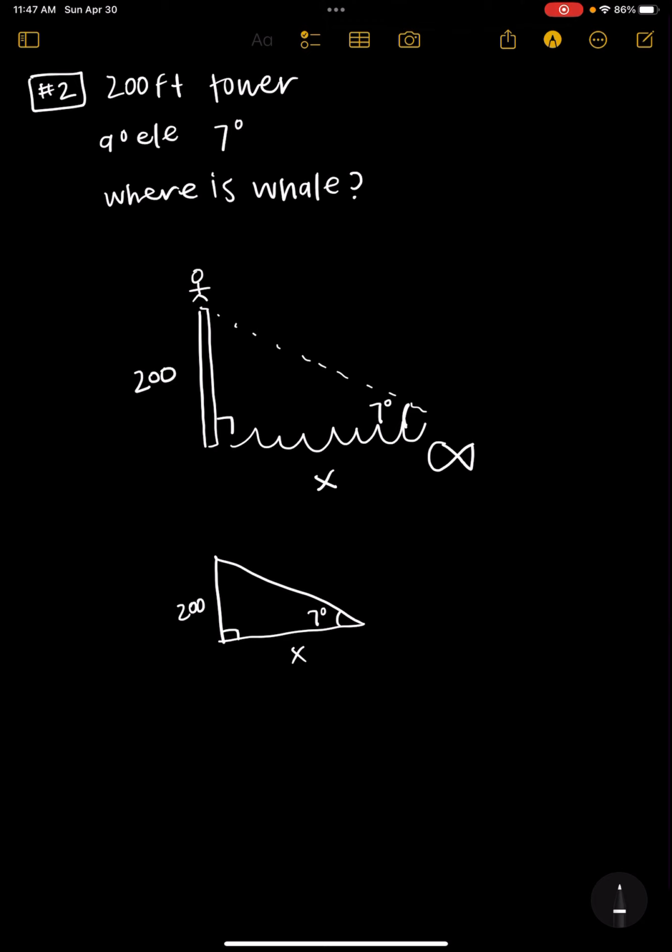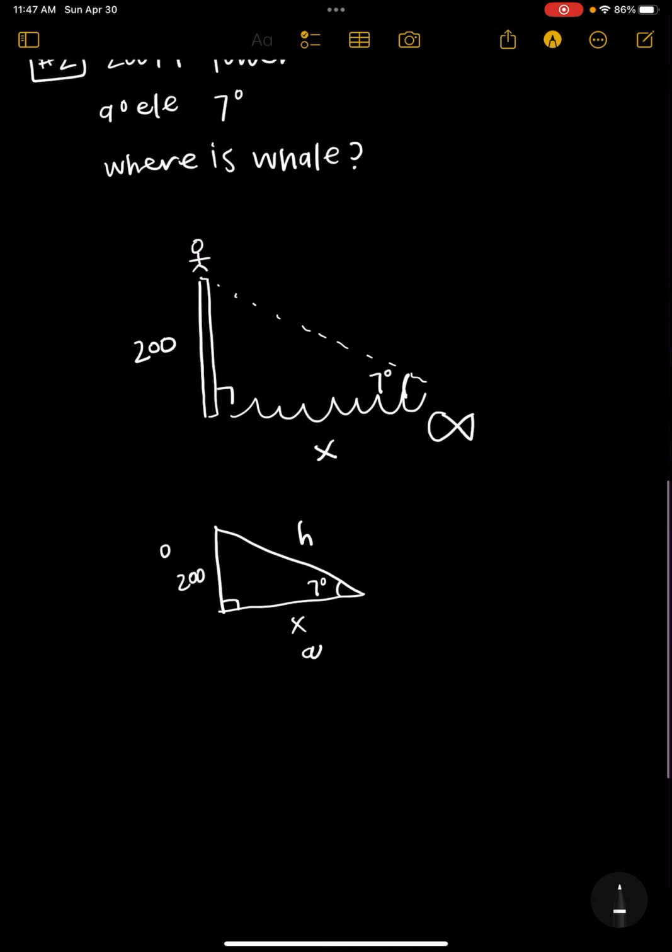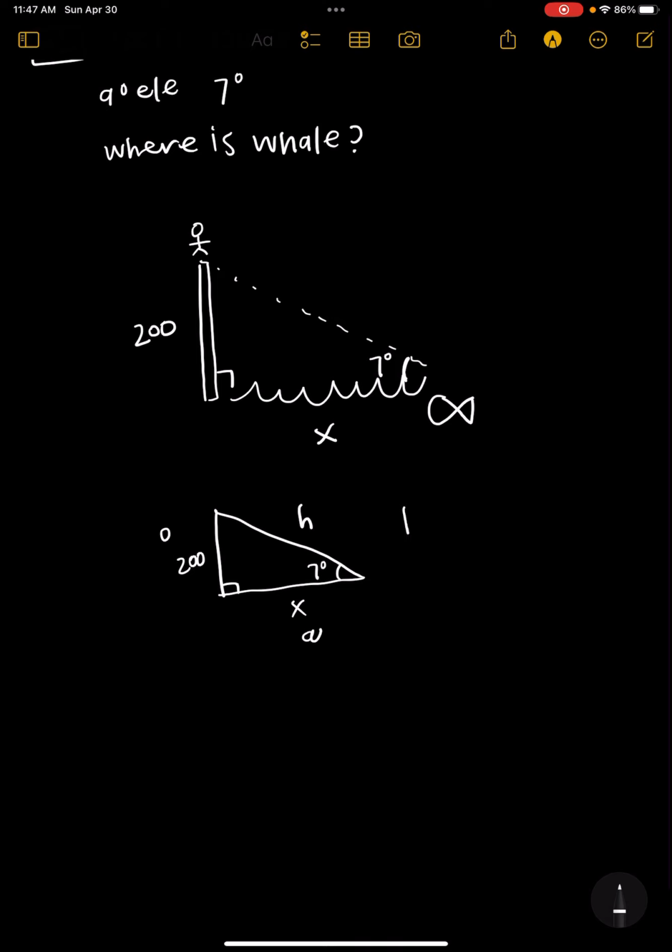First step is to label our sides opposite, hypotenuse, and adjacent. So here's our opposite, here's our hypotenuse, here's our adjacent. We have our opposite, we want our adjacent, which means we're going to use the trig function tangent. So tangent theta is opposite over adjacent. Let's plug in what we know. So we'd say tangent of 7 degrees is equal to my opposite side, which is 200, over adjacent, which is x. And then once again, we're just going to flip-flop these two so that we can get x by itself.